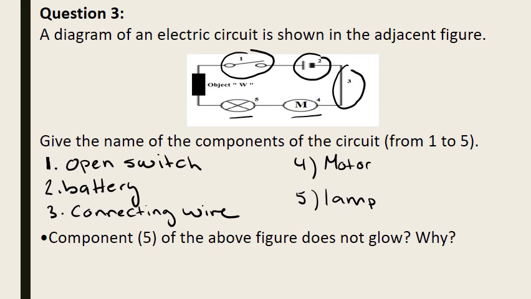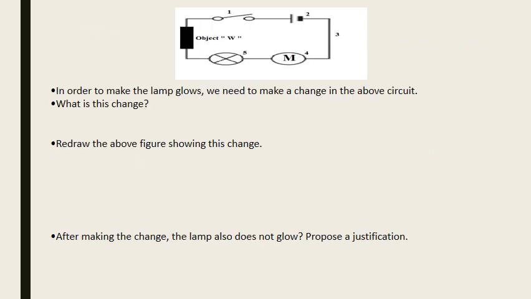Component 5 of the above figure does not glow. Why? So this lamp does not glow. Why? Because the circuit, as you can see, is open, because the switch in particular is open. In order to make the lamp glow, we need to make a change in the above circuit. What is the change? So we need to close the switch. Okay, because the switch is open, we have to close the switch.